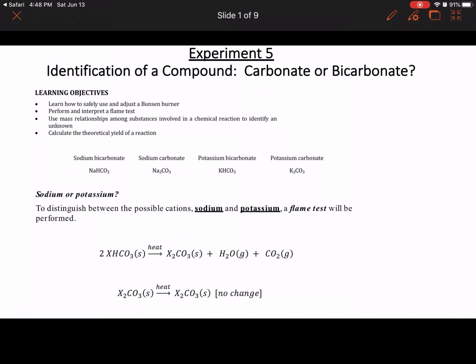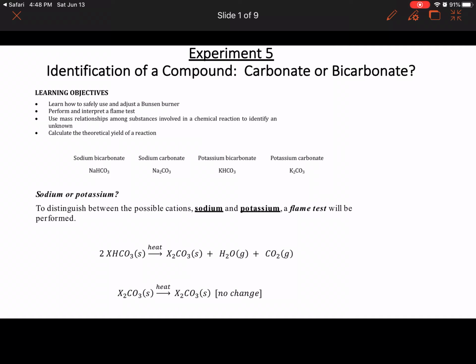Okay, so how do we find whether it is a sodium or potassium? To find that out, we're going to perform a flame test. The flame test will be performed in order to find out whether you have a sodium or a potassium compound. About the flame test and how a compound or a metal gives color, we're going to learn about that in detail in chapter 7 and when we are doing experiment 11.